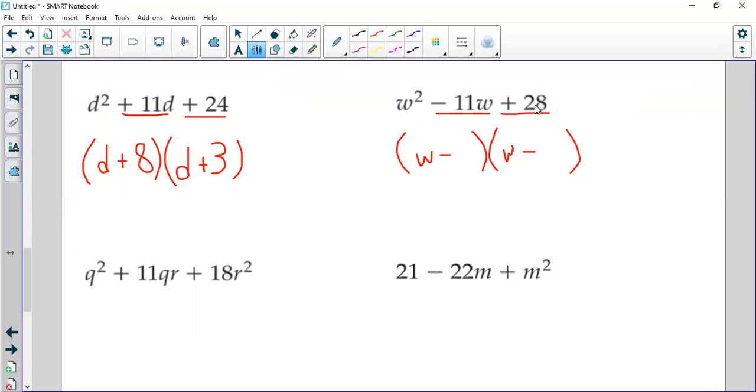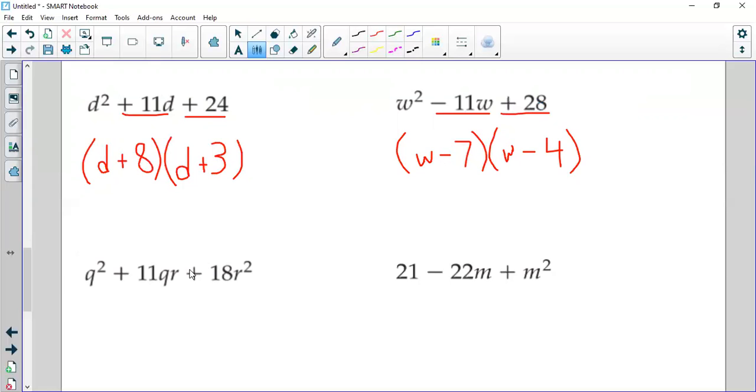Now think of factors of 28. Well, the first set of factors of 28 that I think of is 7 and 4. 7 times 4 is 28, and 7 plus 4 is 11. So that means that negative 7 plus negative 4 makes negative 11. And negative 7 times negative 4 makes positive 28 when you multiply them. And there's my factored answer.